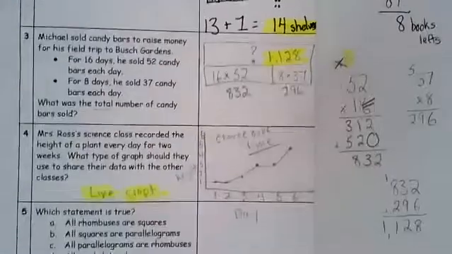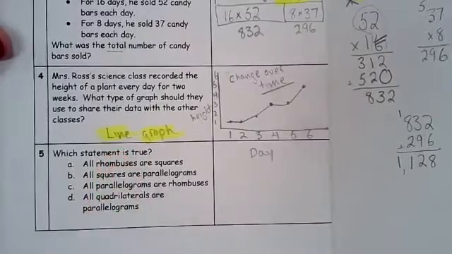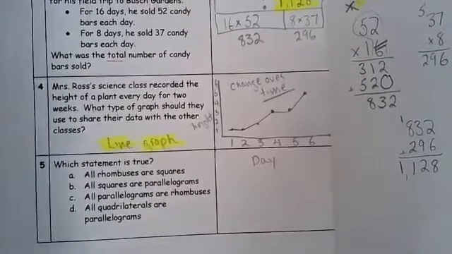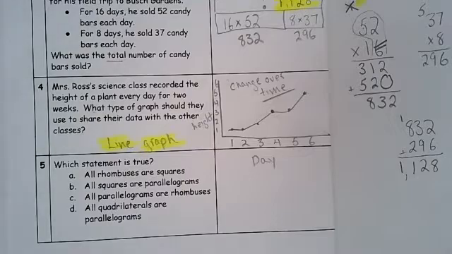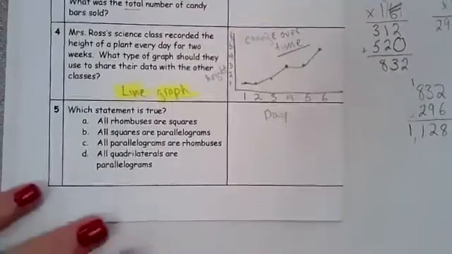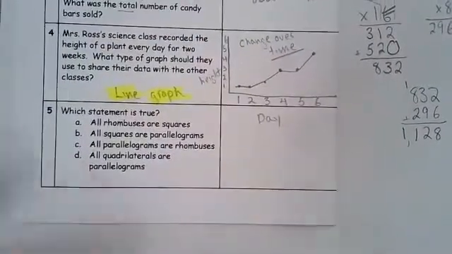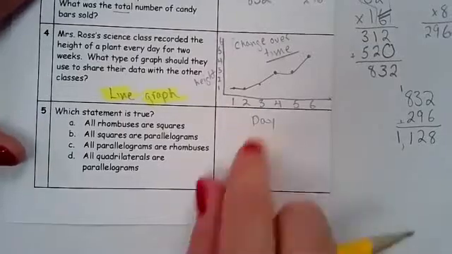All right. And the last one, which statement is true? All rhombuses are squares, all squares are parallelograms, all parallelograms are rhombuses, or all quadrilaterals are parallelograms. Okay, so I'm going to pull out my handy dandy chart. You know what? Actually, I'm not even going to do that. I'm not going to pull out my handy dandy chart. I'm going to show you how to do a quick and dirty version of it on here.